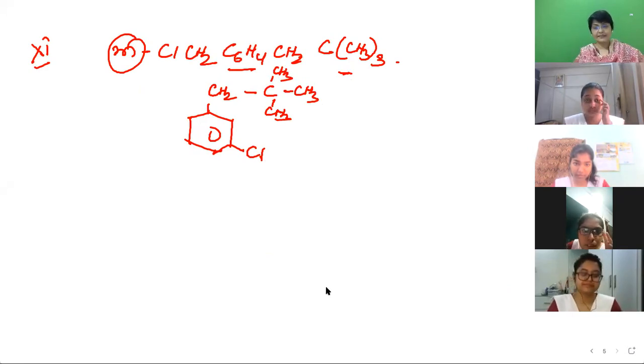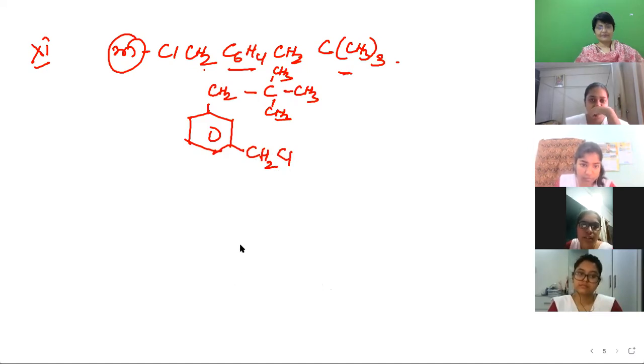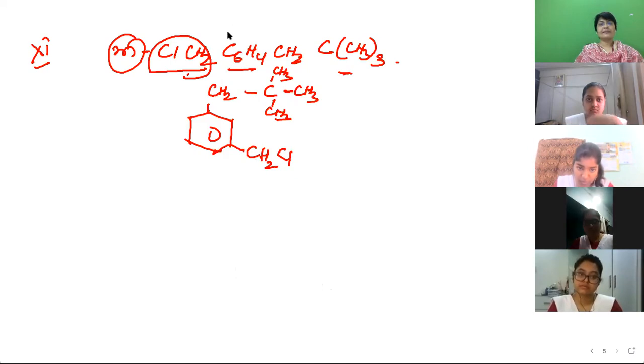Ma'am, that CH2 is also attached with the chlorine, no? So that is attached to the meta position. This is the part here, CH2Cl. So, miss, there it wouldn't be CH2, no? So its name will be chloromethyl. Yes, it is similar. Why not, beta?